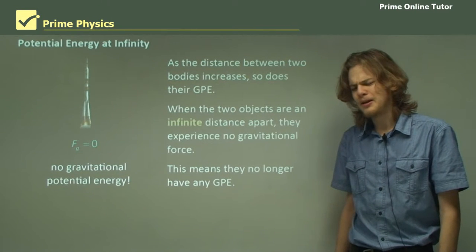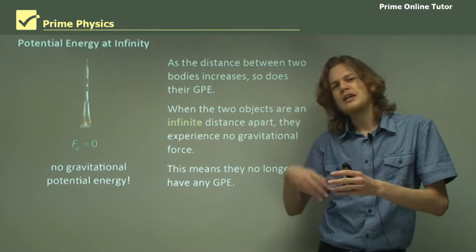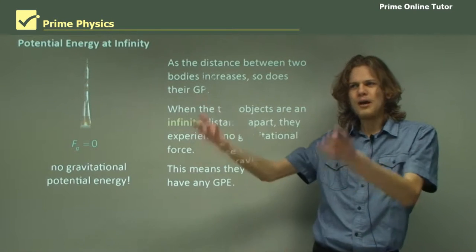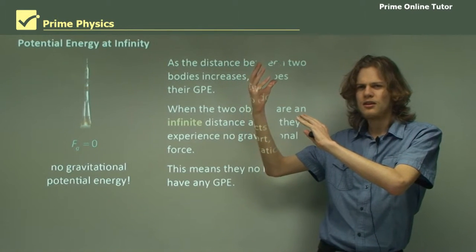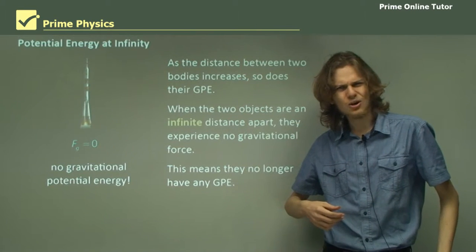So hang on, what happened here? We started off by lifting something up, and as we lifted it up, it gained more and more potential to fall, but when we lift it up an infinite distance, it has zero potential to fall. That's odd.